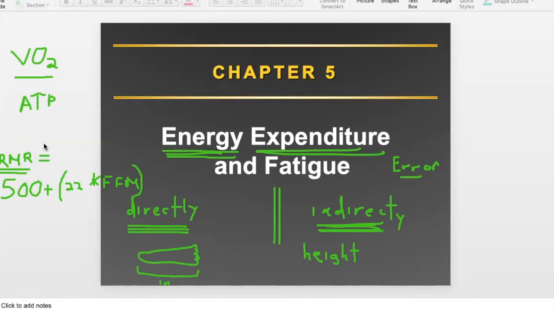You're obviously not measuring the amount of energy that somebody is spending directly. You're relating the amount of fat mass and fat-free mass that this individual has, because muscle mass burns energy. So the more muscle mass you have, the more energy you're going to burn. So this is another indirect measurement of energy.